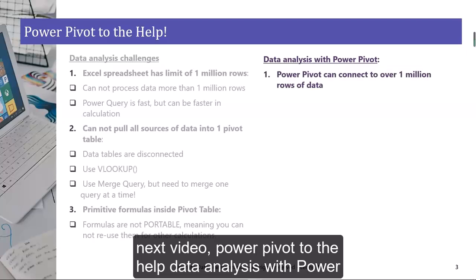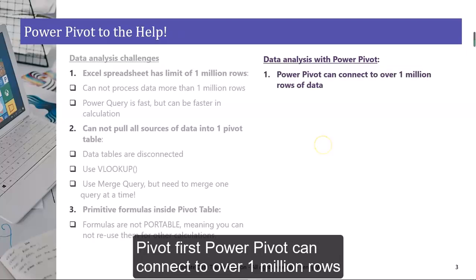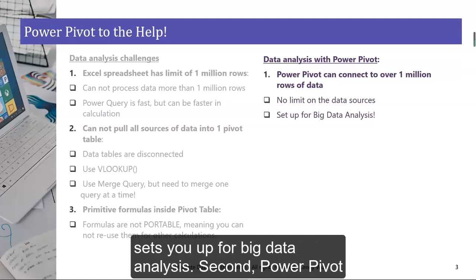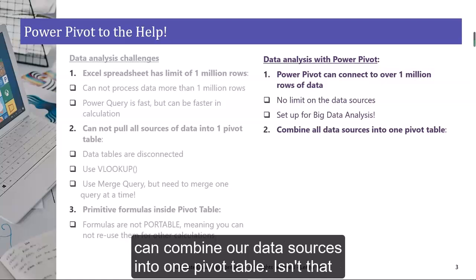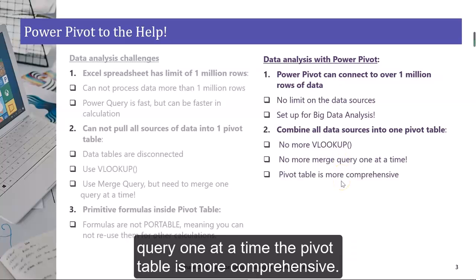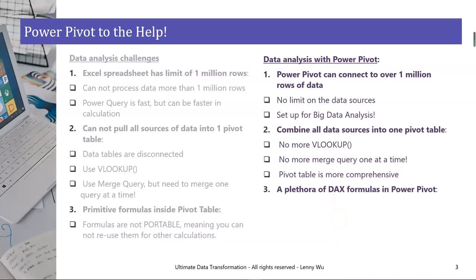Data analysis with Power Pivot. First, Power Pivot can connect to over 1 million rows of data. There will be no limit on the data sources. And also, it sets you up for big data analysis. Second, Power Pivot can combine all data sources into one pivot table. Isn't that wonderful? You will have no VLOOKUP anymore and no merge query one at a time. The pivot table is more comprehensive.